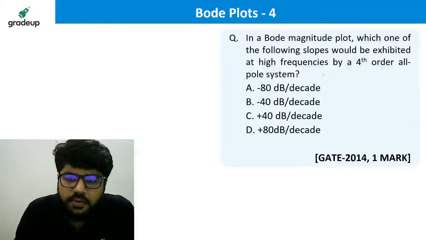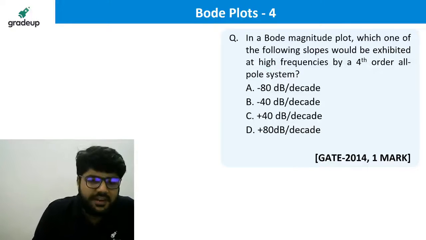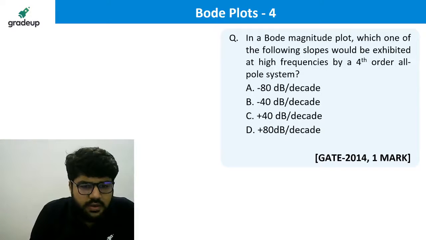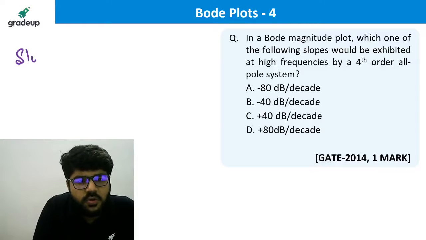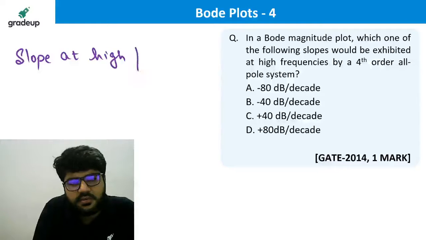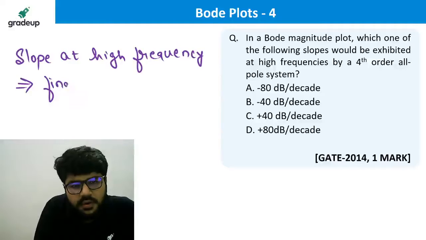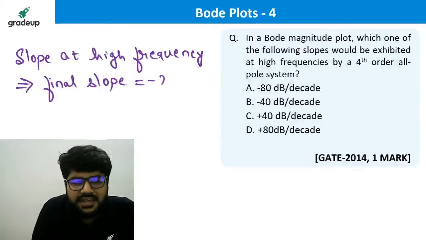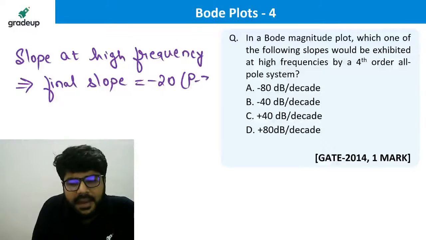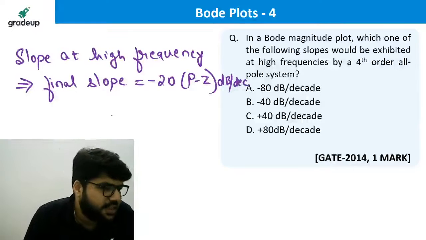Fourth order all pole system at high frequency. First of all, what is the slope at high frequency? I've told you, the question is commenting on the slope at high frequencies. The slope at high frequency refers to the final slope, and the final slope is given by the formula minus 20(p minus z) dB per decade. I've discussed this in the last class.